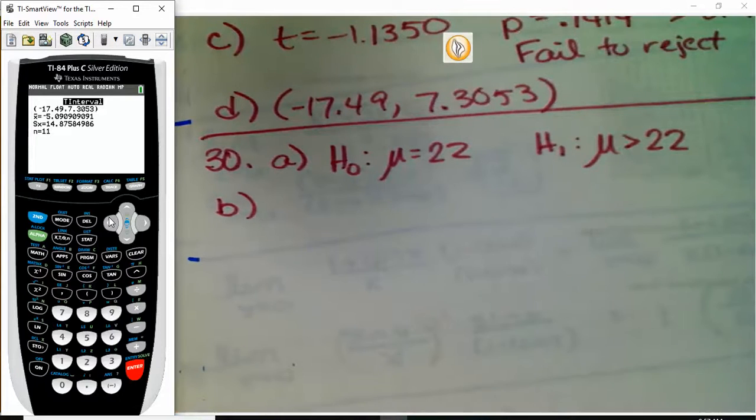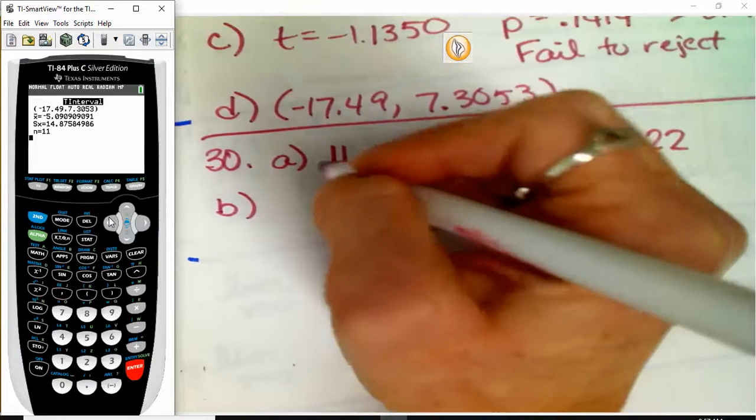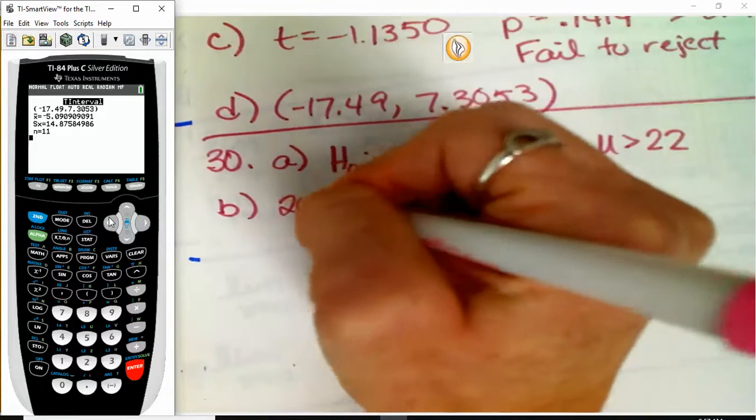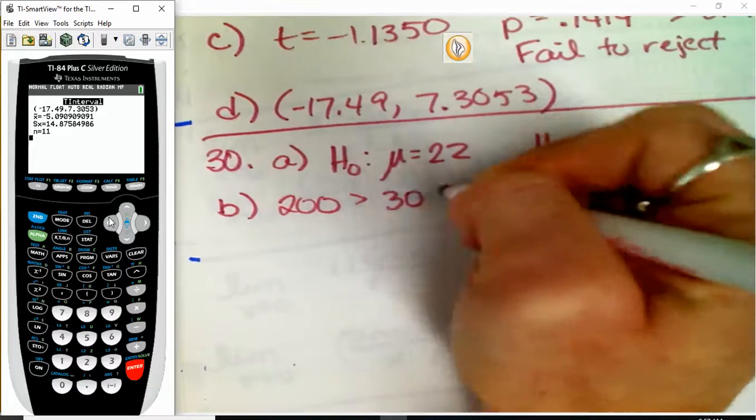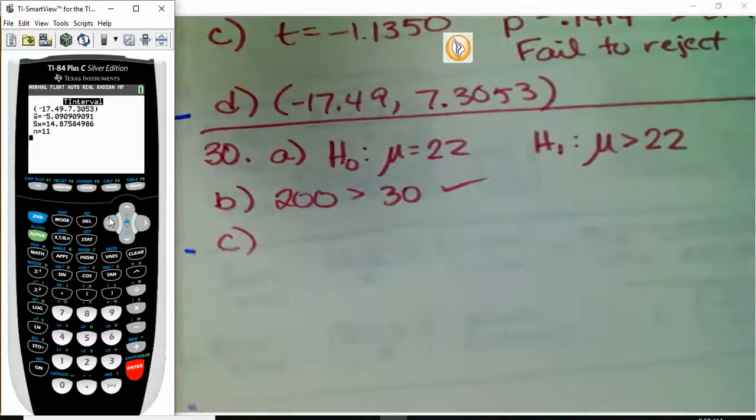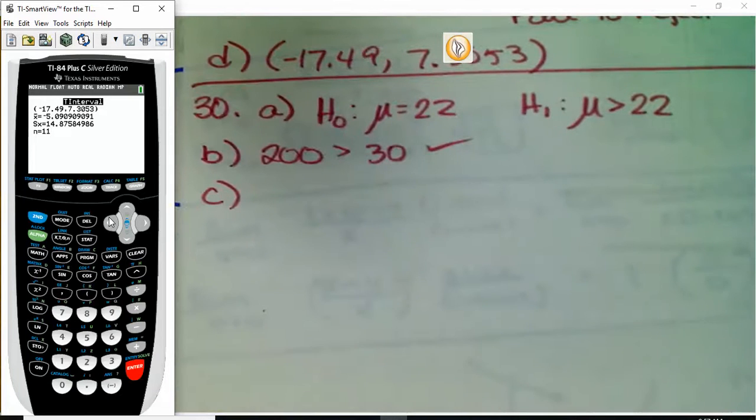Part B, check your requirements. I told you if it's a proportion, we have the p, that's when you need to do n times p times 1 minus p greater than 10. If we're just talking about the mean, we don't have a proportion to deal with, so we just check if our n is bigger than 30. We did a sample of 200, which is definitely bigger than 30, so that requirement is met. And that's the only one I asked you to check there when we did this test.